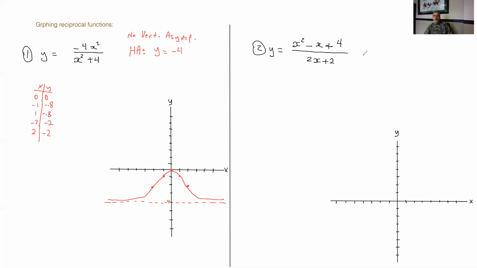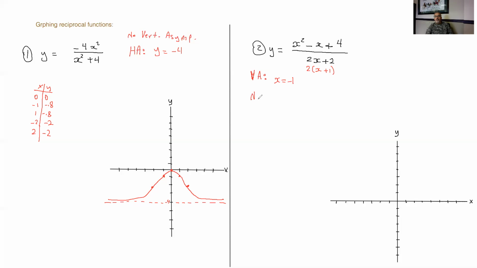So this one, vertical asymptote. See this bottom here, I could factor out the 2 and I get x plus 1 if I do that. And right away, I see the x value that makes the bottom 0. It is x equals -1. So the vertical asymptote will be x equals -1.